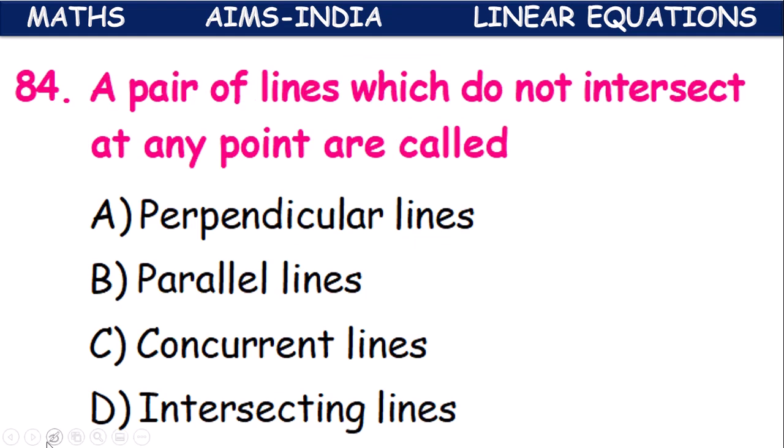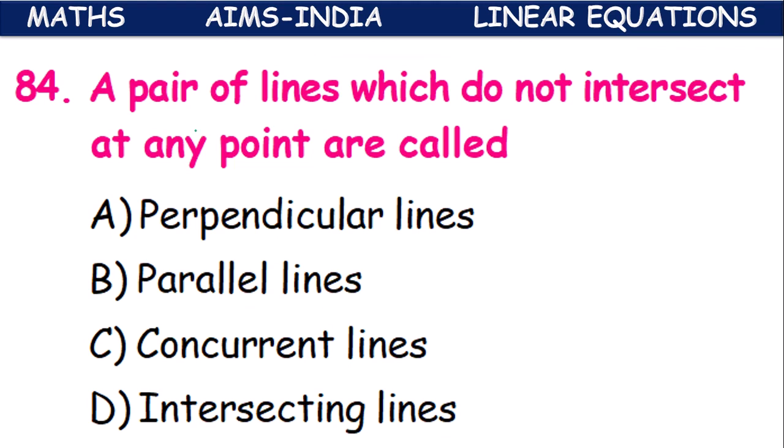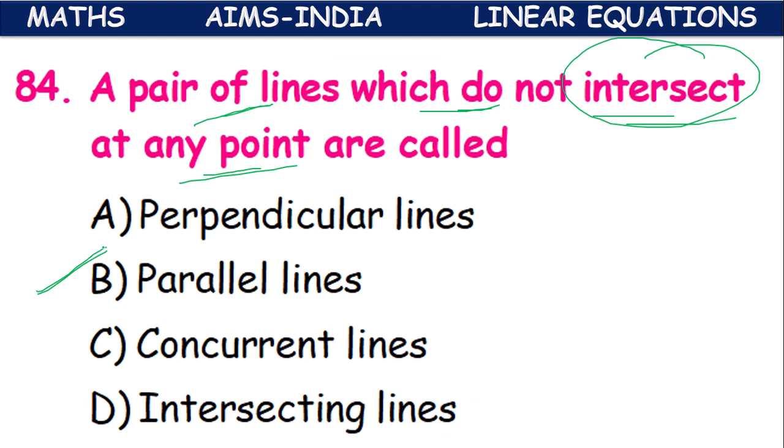Next. A pair of lines which do not intersect at any point. They do not intersect means they are called parallel lines.